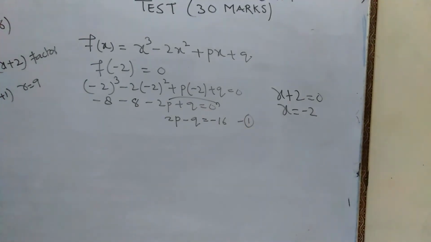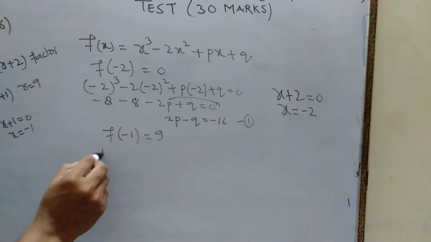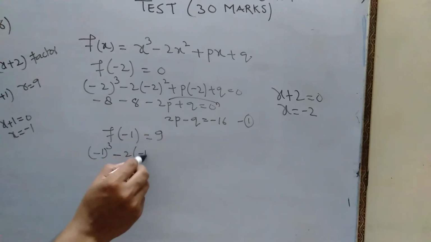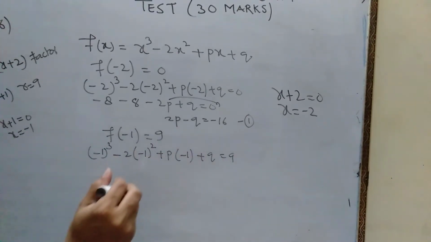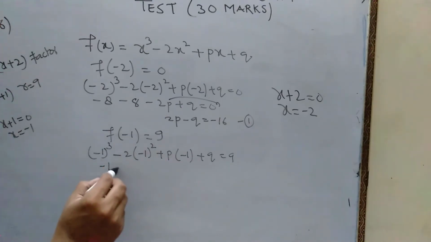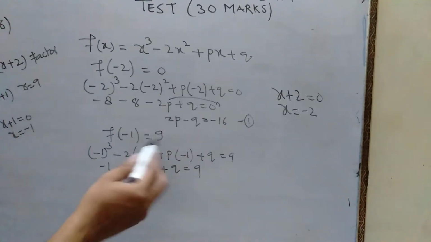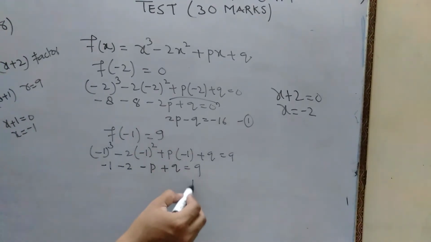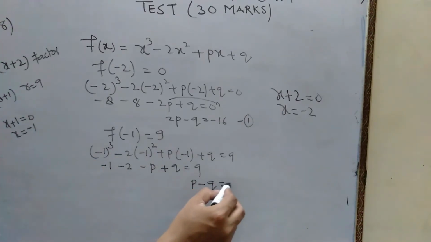Equation number 1. Similarly, in the same way, when this function is divided by x plus 1, it leaves remainder 9. So, when we substitute minus 1, it leaves remainder 9. So, minus 1 cube minus 2 into minus 1 square plus p into minus 1 plus q is equal to 9. Minus 1 minus 2 minus p plus q is equal to 9. Shift it toward right. So it becomes p minus q, and bring it here. Minus 3 minus 9 is minus 12.